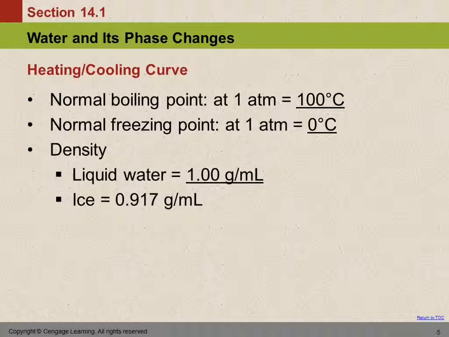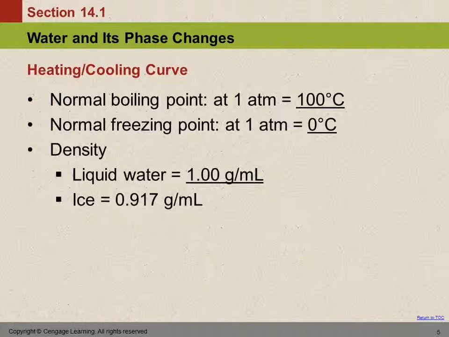From that table and from other information, we know that the normal boiling point of water is at 100 degrees Celsius. And this is a number that you should know. I don't make you memorize a lot of numbers, but the boiling point of water is 100 degrees Celsius. The freezing point of water is 0 degrees Celsius. And these are the temperatures that were used to generate the Celsius temperature scale. It's based on the freezing point of water being 0 and the boiling point being 100.